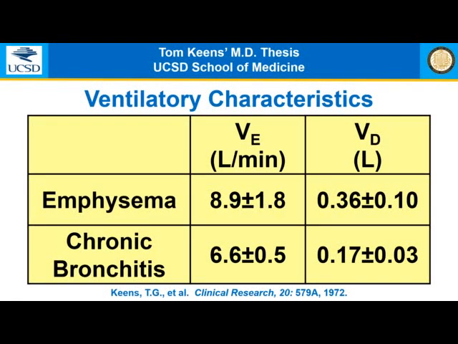So we had a group of emphysema patients and chronic bronchitis patients. Here was their minute ventilation for each group and their dead space, calculated by the Bohr equations we mentioned. As you can see, emphysema had higher total ventilation and a bit higher dead space than the chronic bronchitics.